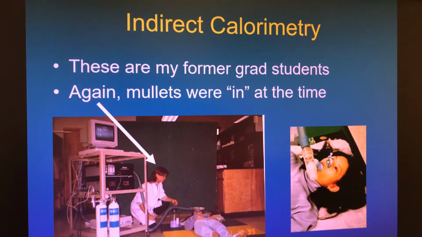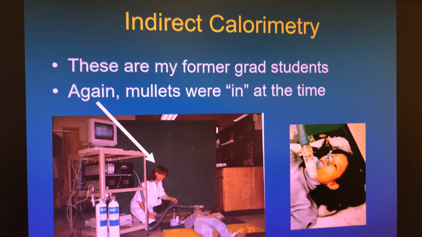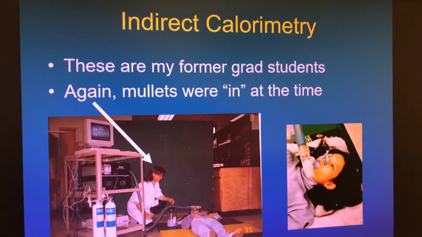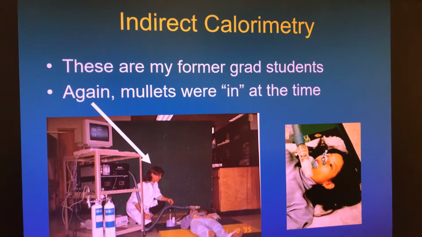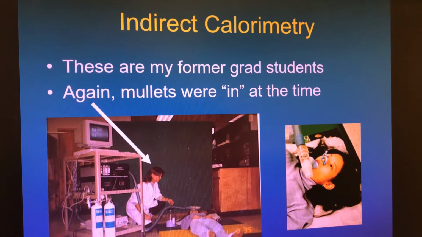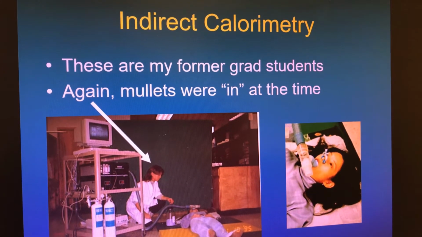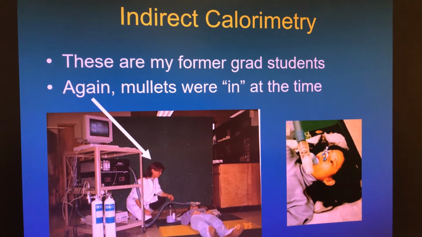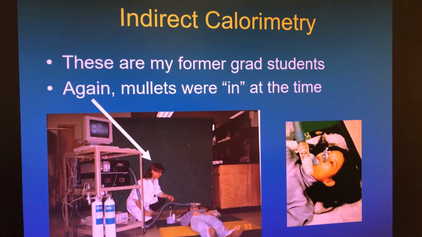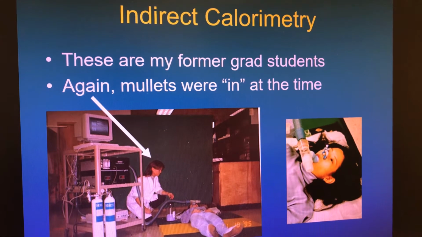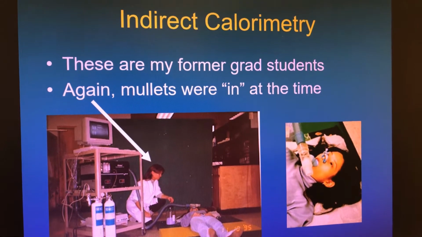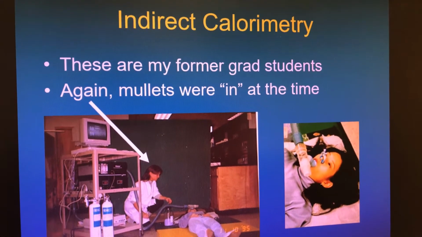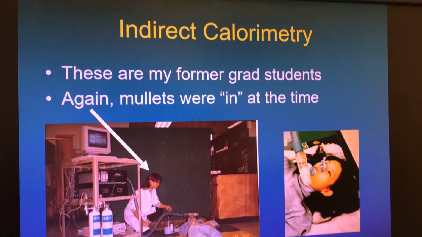So here's two of my former graduate students. We did research on the accuracy of metabolic rate prediction equations. So we measured our subjects' basal energy expenditures with the indirect calorimeter. So again, you see this was in the 90s. So Jane, my graduate student, had a mullet. On the right, we have Keiko. She was one of my graduate students who's now a dietitian. Jane is a professor in Ohio.